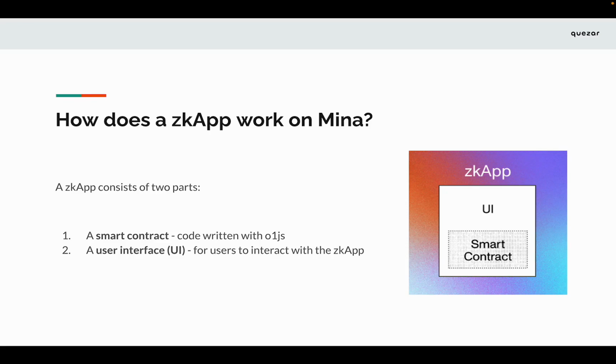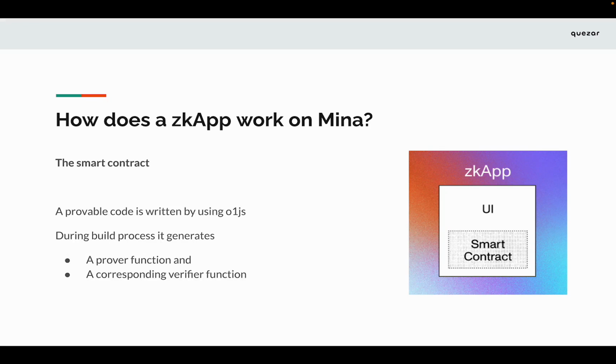Now let's understand how a zkApp works on Mina. A zkApp consists of two parts: a smart contract code, which is written in O1.js, and a user interface which the users will use to interact with the zkApp, the smart contract. Smart contract is a provable code written by using O1.js.